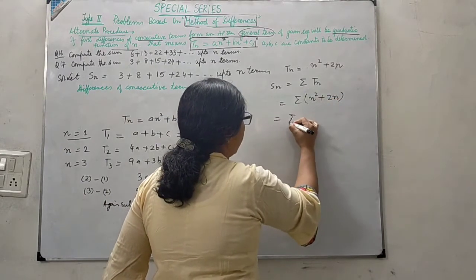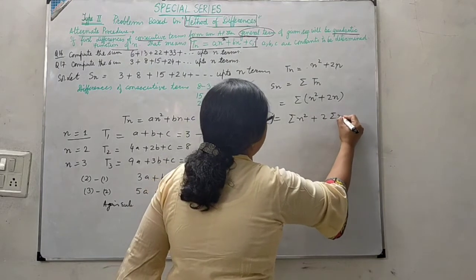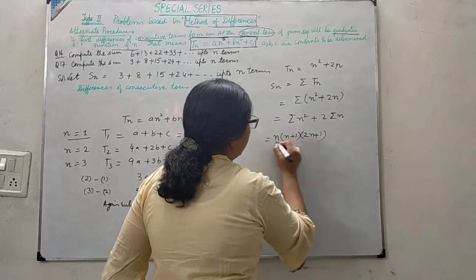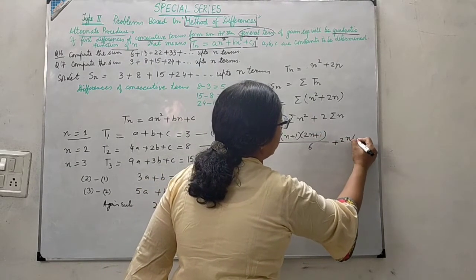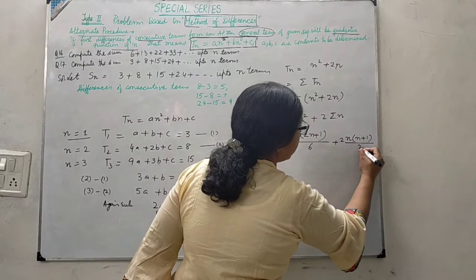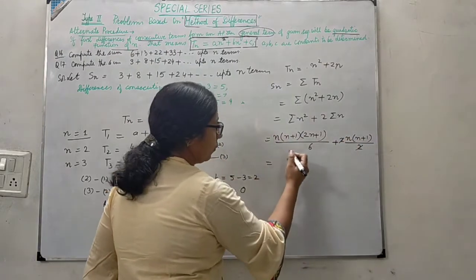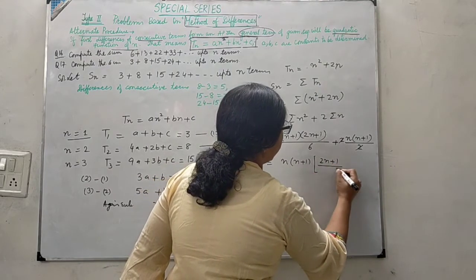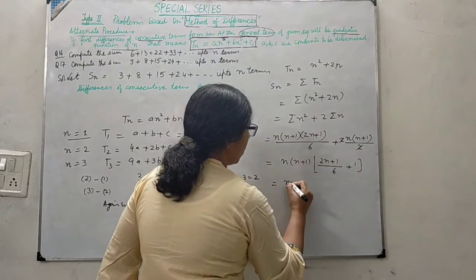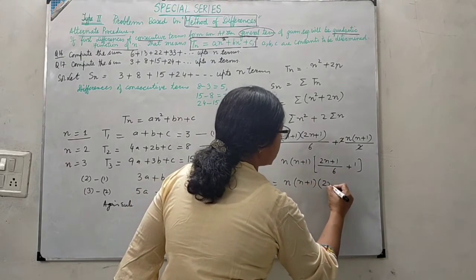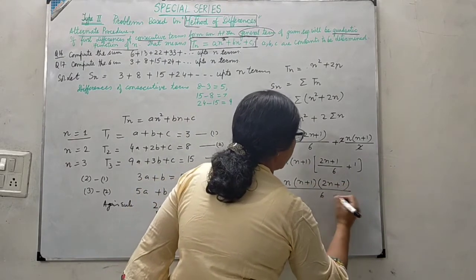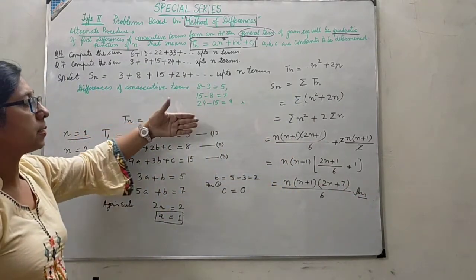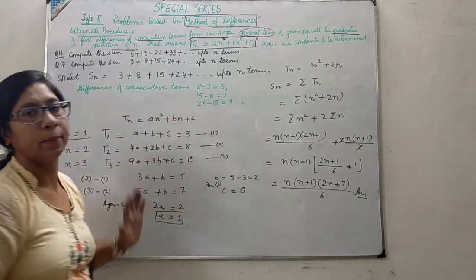Now Sn is sigma n square plus 2n, so again it is sigma n square plus 2 times sigma n. So this is n into n plus 1 into 2n plus 1 by 6, plus 2 times n into n plus 1 by 2, using all the formulas, and we will write the formulas on the side always. This 2 gets cancelled, and we are left with n into n plus 1 common. Inside: 2n plus 1 by 6 plus 1. So this is n plus 1 into 2n plus 7 by 6, and this is your answer. You can also verify your answer by substituting n as 3, 4 or any number.